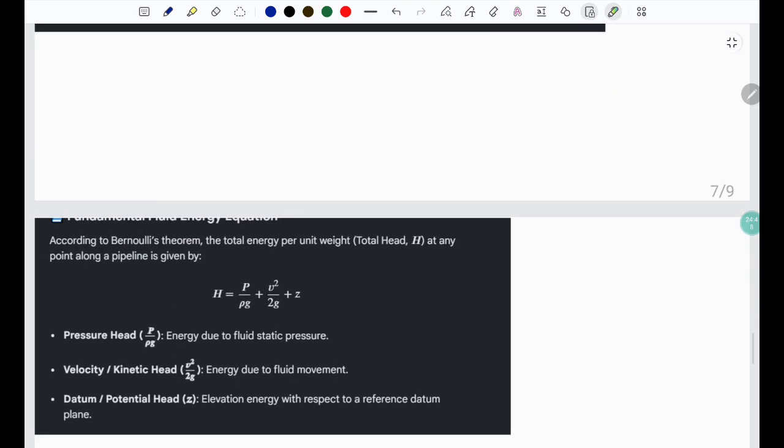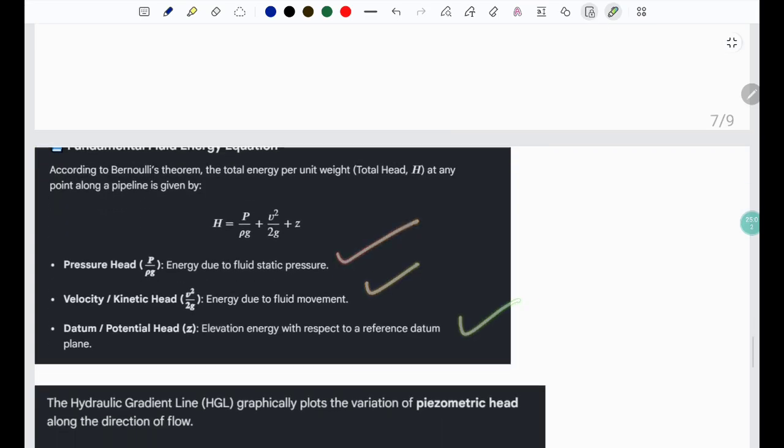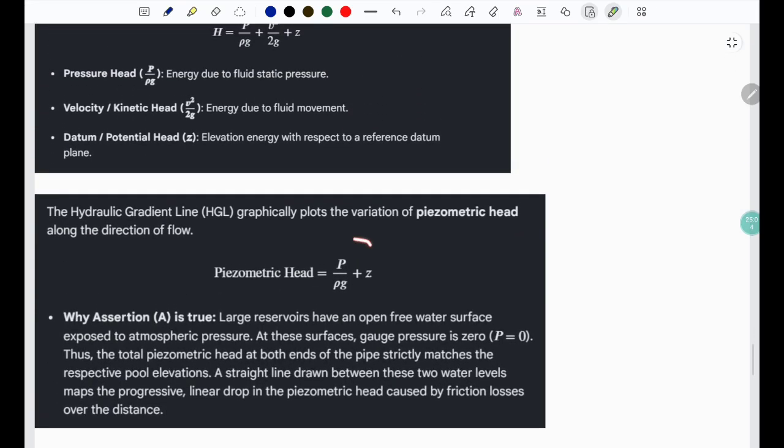The core concept itself is Bernoulli's theorem, where the total energy per unit weight is given by P by rho g plus V square by 2g plus Z, where the pressure head is P by rho g, the kinetic head is V square by 2g, the datum head is the elevation, and the piezometric head is pressure head plus datum head.